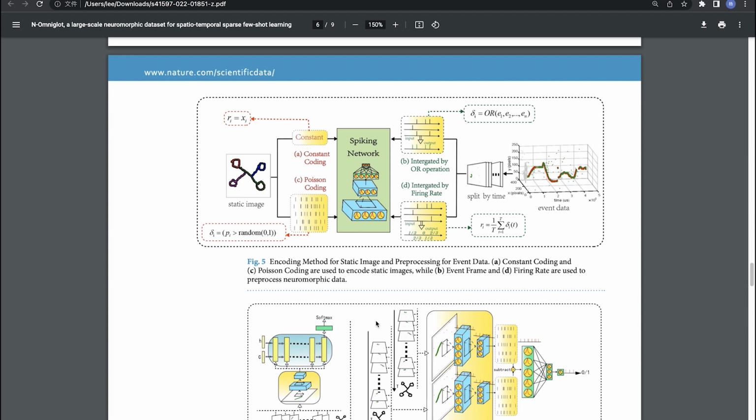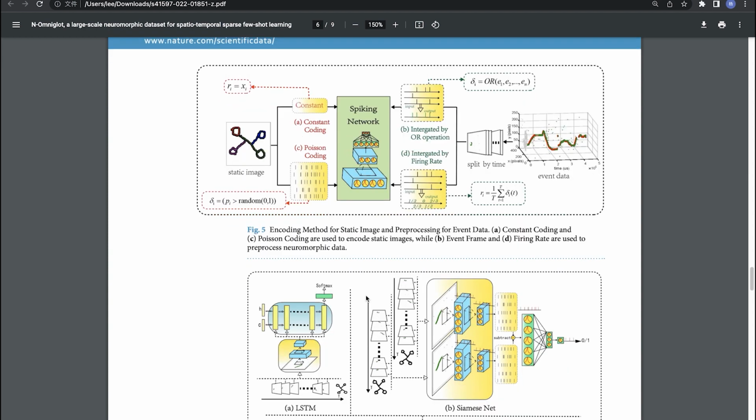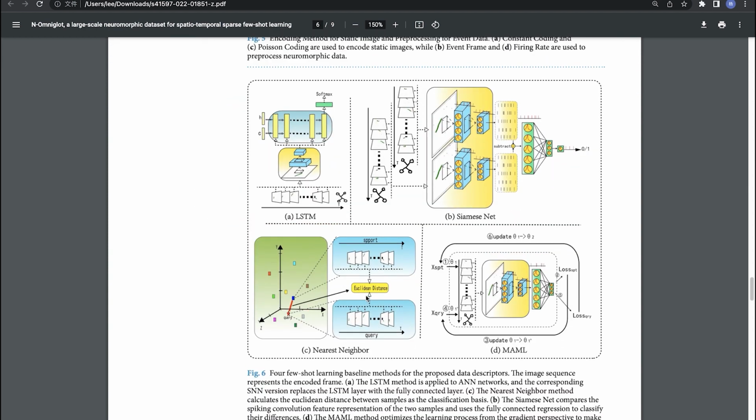To demonstrate the effectiveness of N-Omniglot and its potential to provide new challenges for training spiking neural network algorithms, we conducted experiments on 4 SNN algorithms, including adaptations or SNN versions of 2 general pattern classification methods and 2 few-shot learning algorithms.